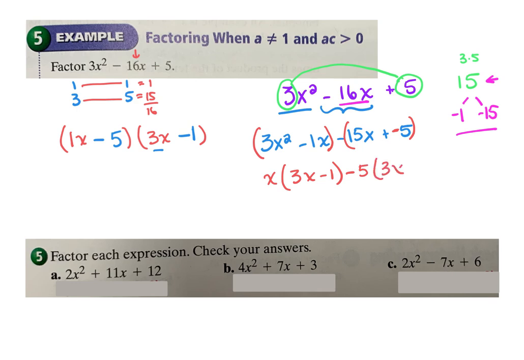I'm left with 3x minus 1. I have 3x minus 1 and x minus 5, which, since order doesn't matter, is the same answer that I got before, okay? This method will always work.